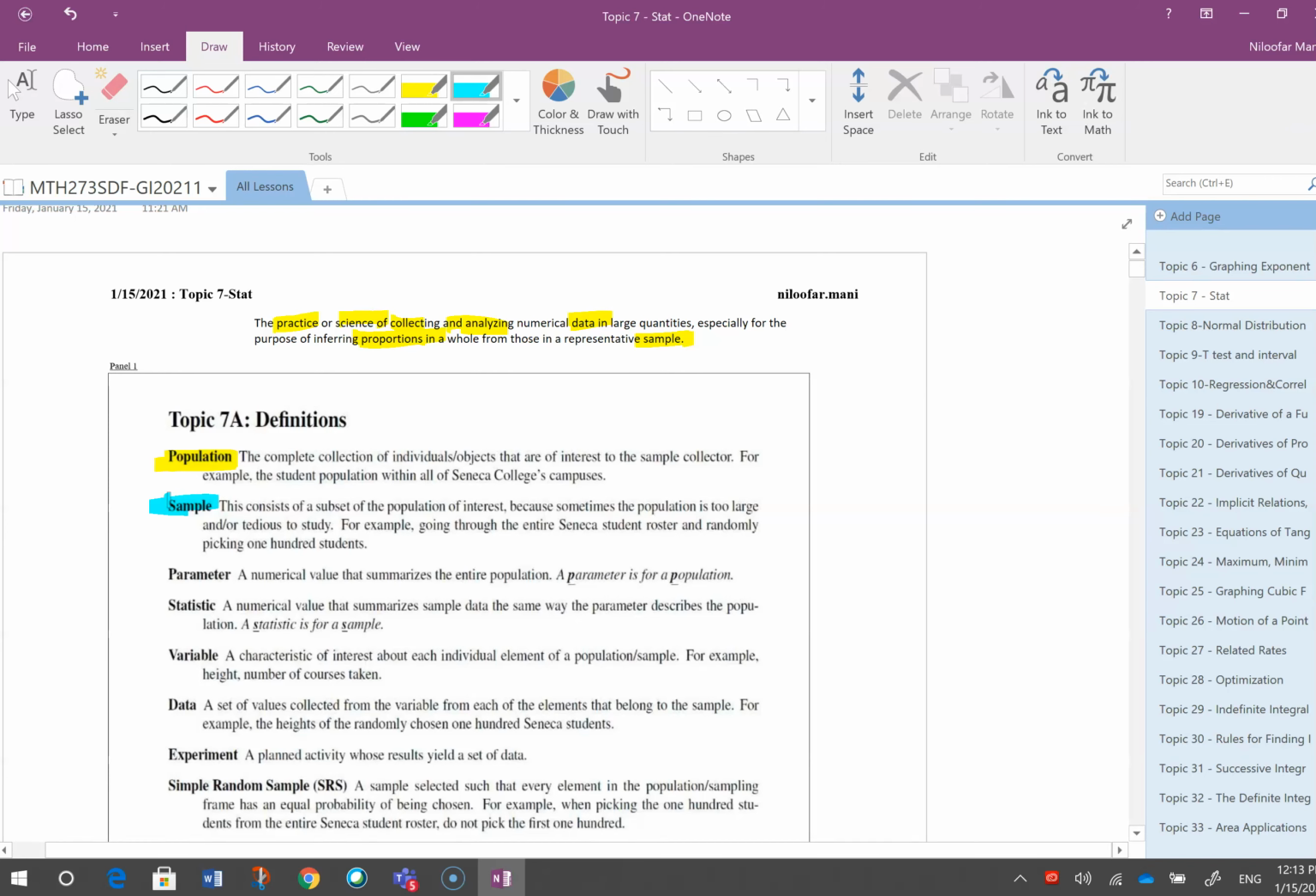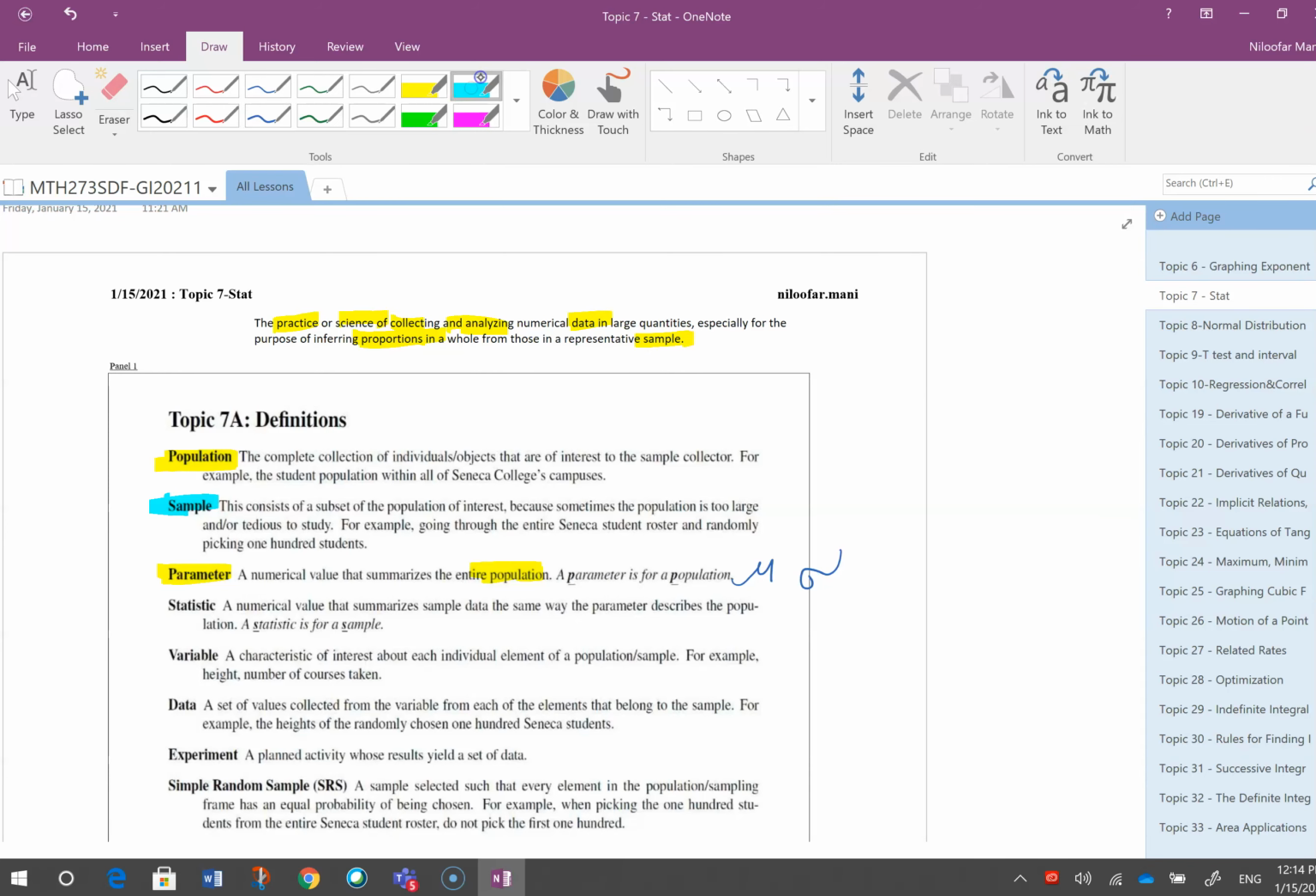Parameter is something related to the population. It is a numerical value which summarizes the entire population. For example, I say the mean value of the population. So when I have something from the population, I call this a parameter. Like mu: mu is the mean value of the population, or sigma is the standard deviation of the population, which you are going to see shortly.